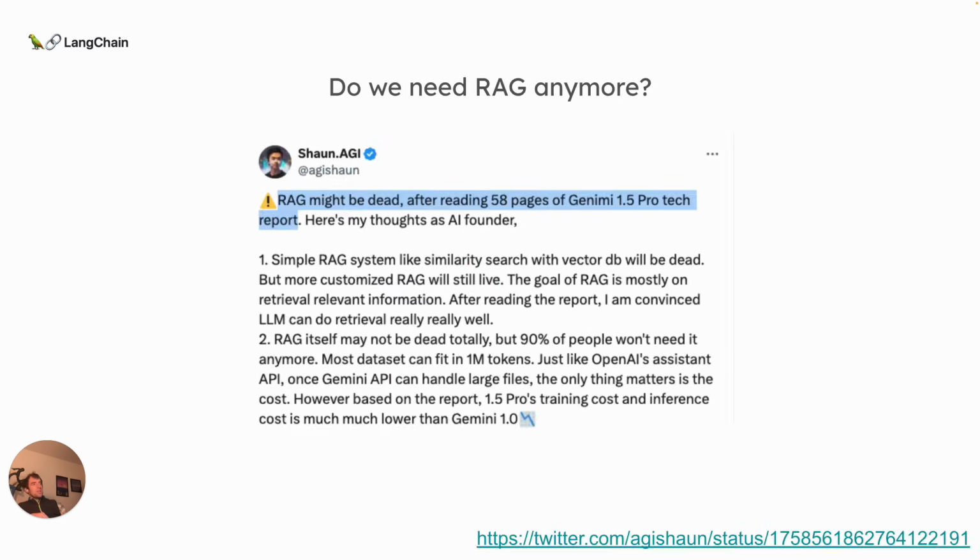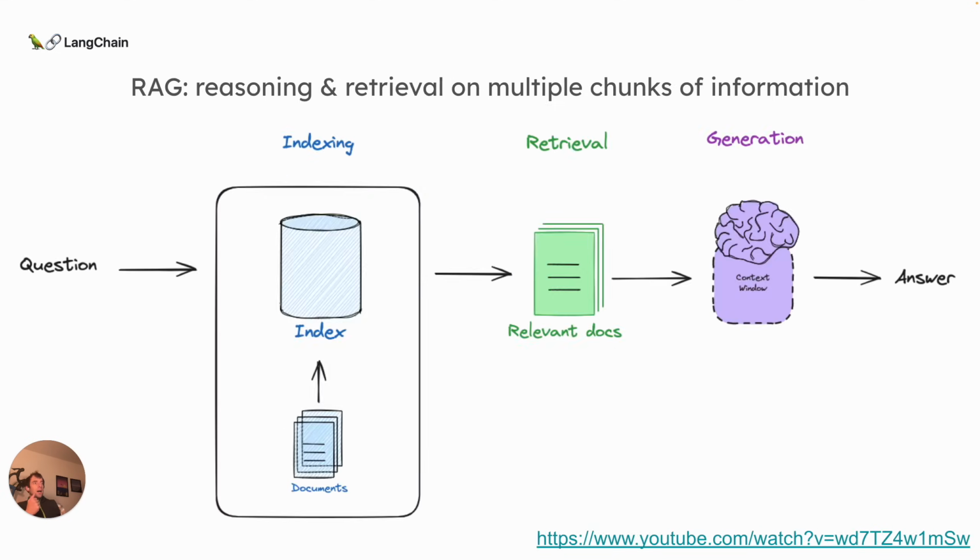So because of this phenomenon, people have been wondering, is RAG dead? If you can stuff many thousands of pages into the context window of an LLM, why do you need a retrieval system? It's a good question. It sparked a lot of interesting debate on Twitter.